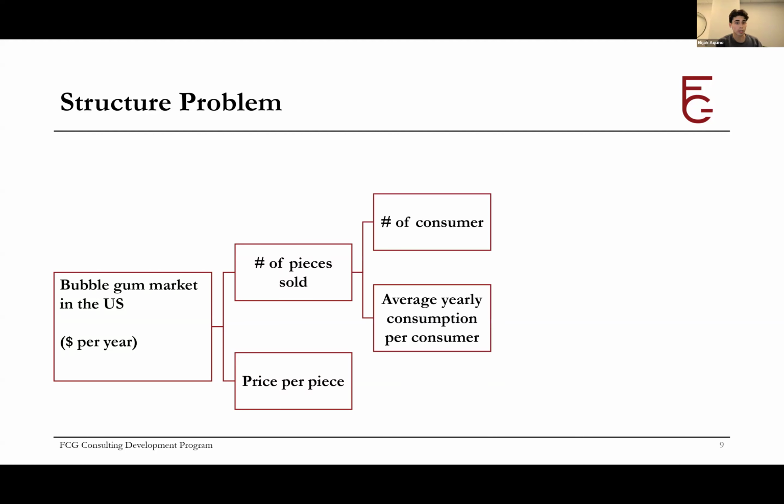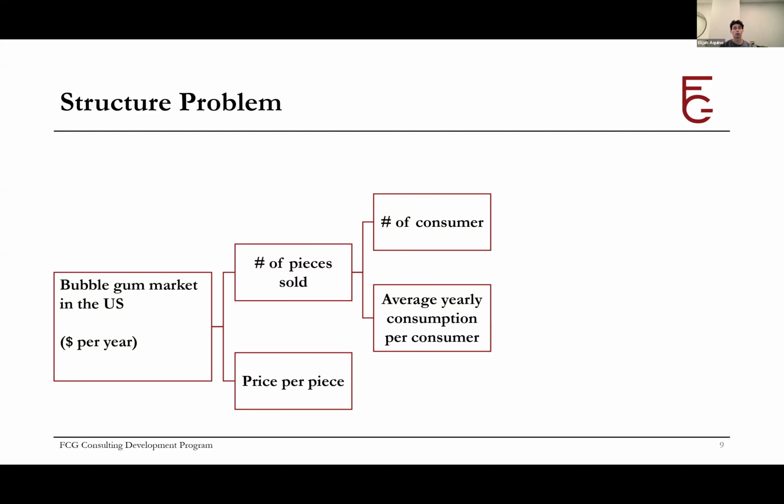So what we're going to do here is figure out the number of pieces sold. We're going to look at the number of consumers times the average yearly consumption per consumer. And when I say average yearly consumption per consumer, what I'm saying here is how much gum do people chew per year, right? I'll add some assumptions later to that, but I just want to clarify that point. How many pieces of gum are people chewing per year? Average yearly consumption per consumer. I could put this on a weekly basis. I could put this on a yearly basis. I could put this on a daily basis.